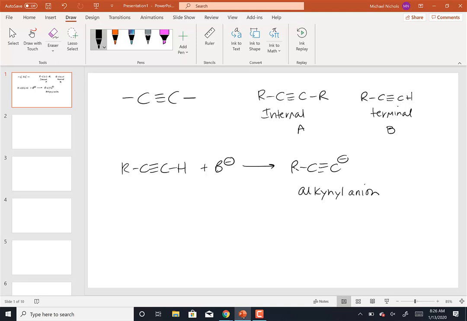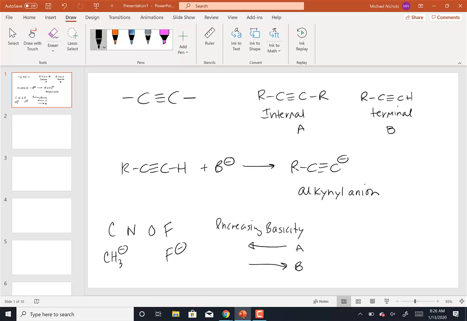So the review we need is, here's my periodic table, C N O F. Which way does basicity go? In other words, is a CH3 minus more or less basic than an F minus? Which way does basicity go on the periodic table? Does it increase from left to right, or from right to left? So in terms of increasing basicity, does it increase from right to left? Does it increase from left to right? What do you think?